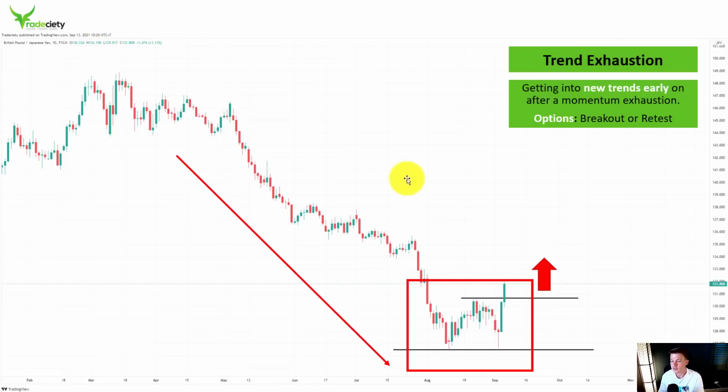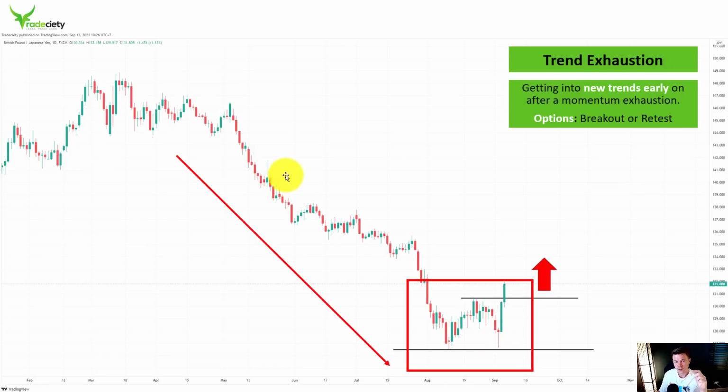Another great swing trading strategy is a so-called trend exhaustion. And here the context, well, as always, is key. What you want to look for is a mature trend, so a trend that on the left side has been going on for quite a while. And then we want to look for signs that the trend is losing strength.